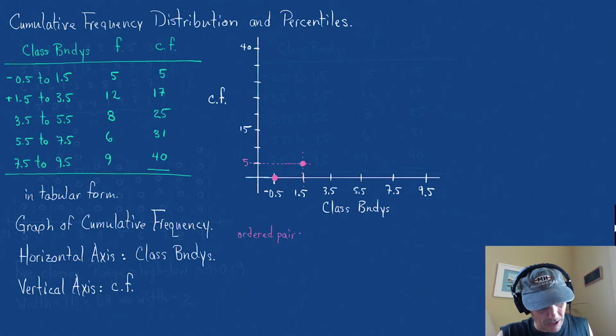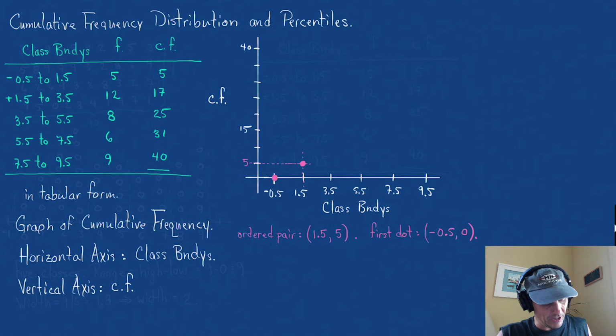And what the ordered pair is, it's written this way. It says that first dot has a horizontal position of 1.5. It has a vertical position of 5. For example, our first dot had a horizontal position of negative 0.5, but it has a vertical position of 0.